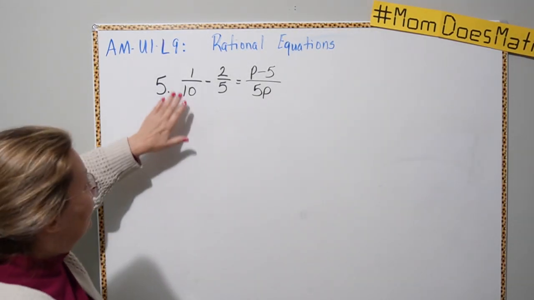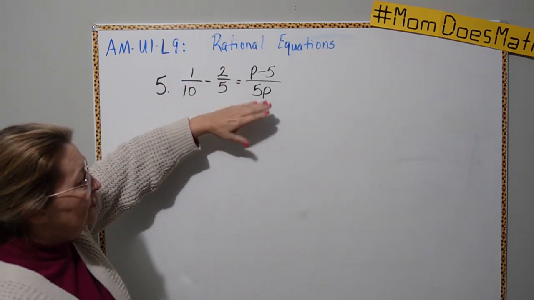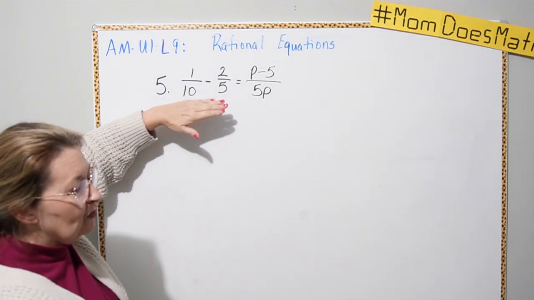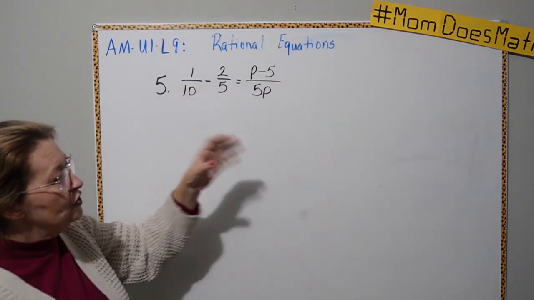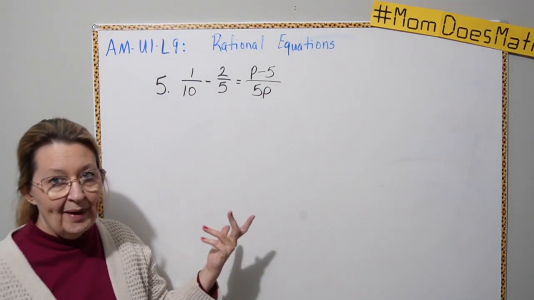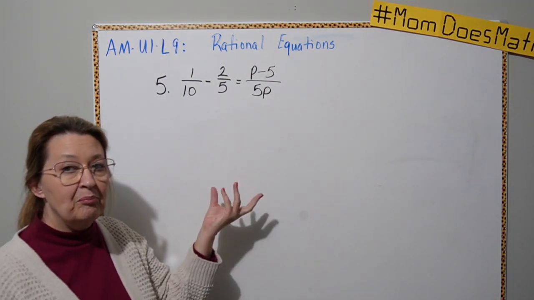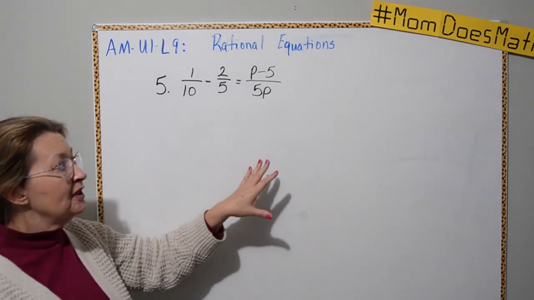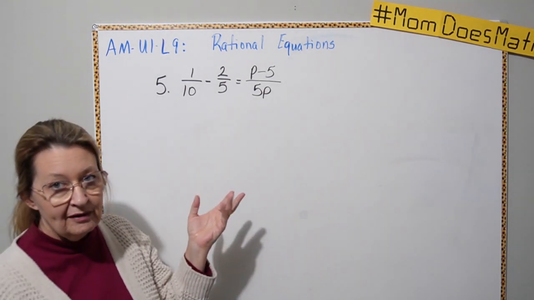Okay, for number 5, you've got 1 over 10 minus 2 over 5 equals (p minus 5) over 5p. We do not have a single fraction here on the left. You have an expression. So we can't use the proportion method right off the bat. Now, you could combine these two fractions, and then when you combine them, you can use the proportion method. Or this would be a good opportunity to show you what the least common denominator method looks like.